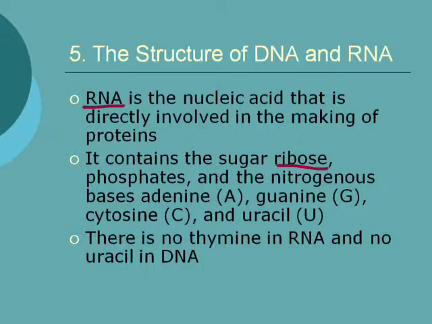Here's the big difference. Okay, it still contains adenine, which is A, guanine, which is G, cytosine, which is C. Here comes the big difference, though. Instead of containing thymine, it contains uracil, which is U. There is no thymine in RNA, and there's no uracil in DNA. Okay, they switch up.